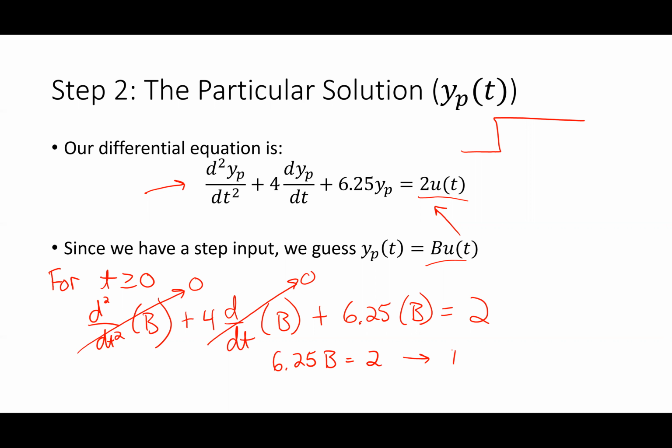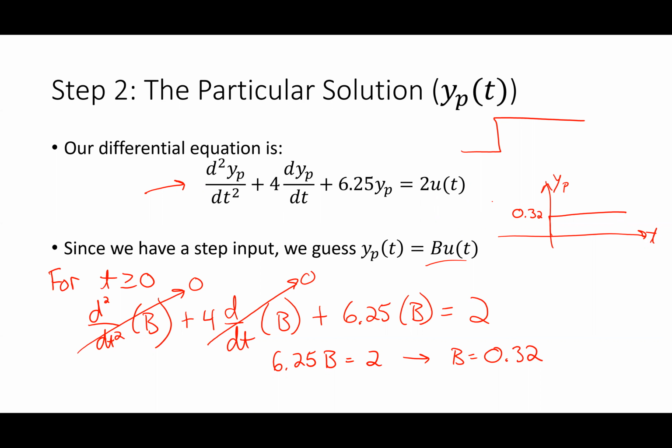which gives me that B equals two divided by 6.25, or if I do the math, 0.32. So that means if I look at my steady state result, my steady state result better be 0.32 high after t equal to zero. All right, after t equal to zero, because I don't have an input until t equal to zero. All right, so we got that.